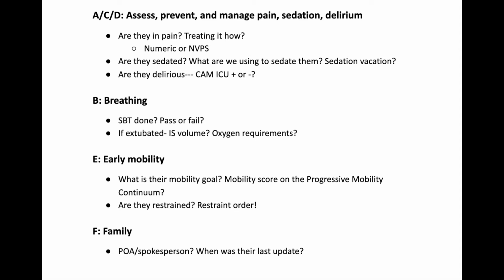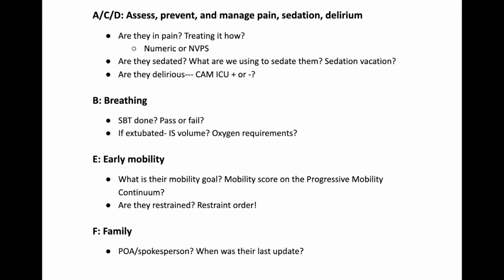Next, if the patient is intubated, have we performed a spontaneous breathing trial yet? If extubated, try to only include how much oxygen they are on and what incentive spirometer volume they have achieved. For mobility, please quantify their progressive mobility continuum score 1 through 4.